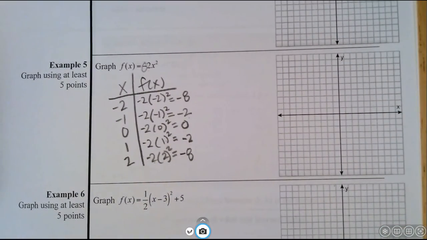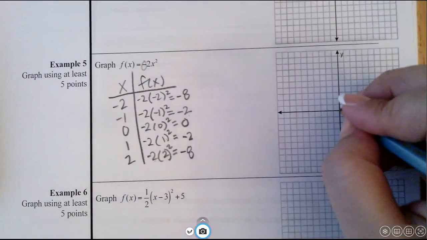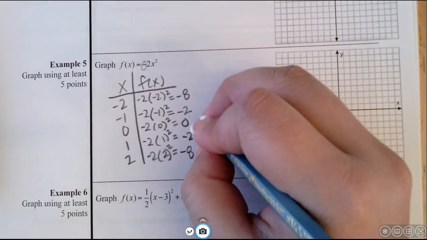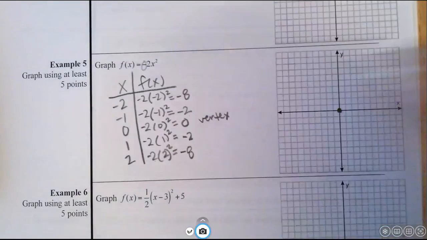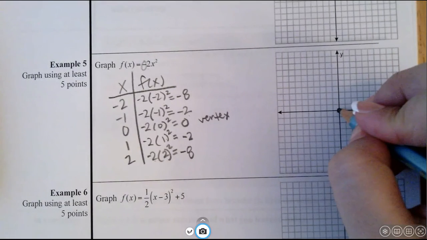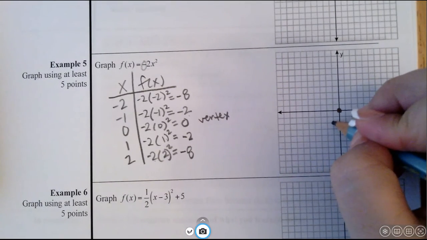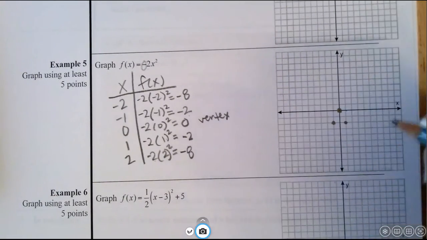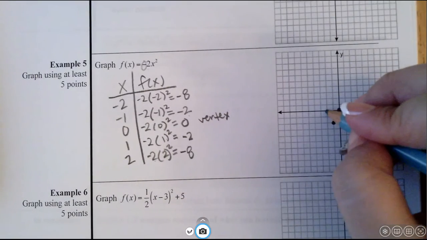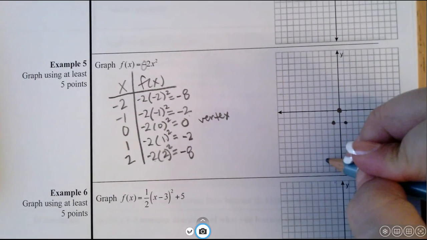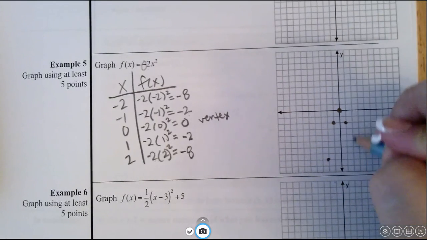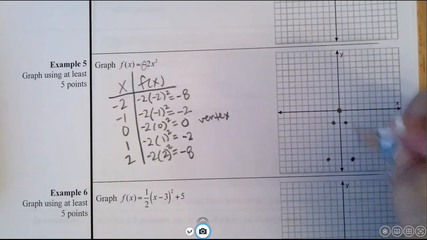So here we go with the points. We start with 0, 0, and that, remember, is called our vertex. Then we have -1, -2, and 1, -2. -2, -8, and 2, -8.